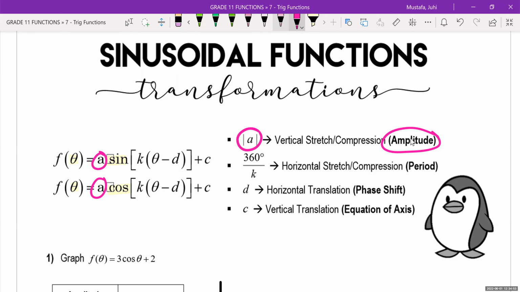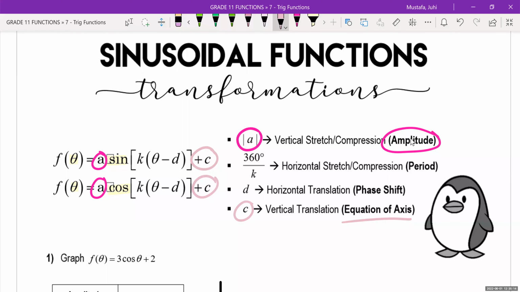I'm going to move on over to the C. Usually the number at the end of the function represents a vertical translation up and down. So in this case, the letter C is going to actually tell you your equation of axis. And wherever you draw your equation of axis, that's how much the graph has shifted up or down. So that tells you if you're moving up 3 units or down 2 units, etc.